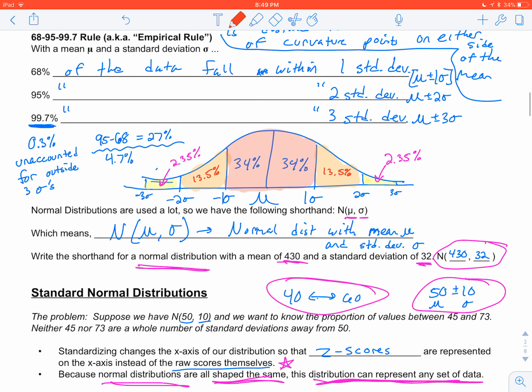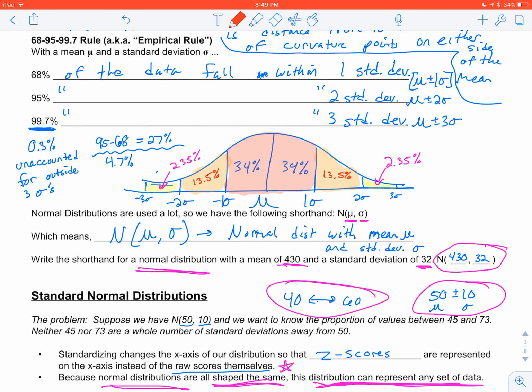Now, onto the empirical rule, or the 68, 95, and 99.7 rule. 68% of the data falls within one standard deviation of the mean. That works for any normal distribution. And in this diagram here, I found these two pieces at 34% apiece. I get the 34% by taking 68% within one standard deviation above and below. And since it's symmetric, I simply cut the number in half. 34 and 34 make 68.